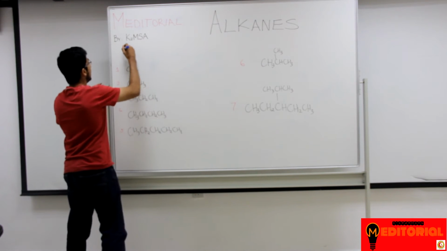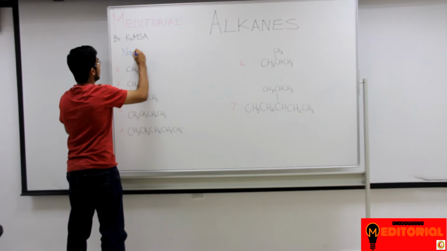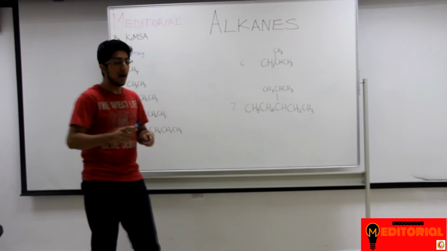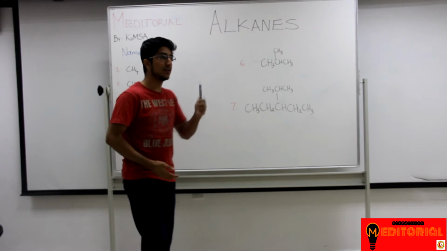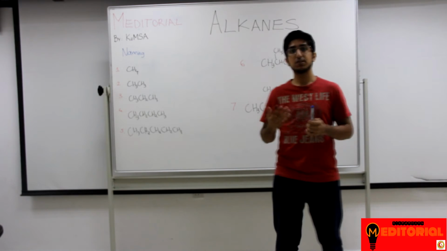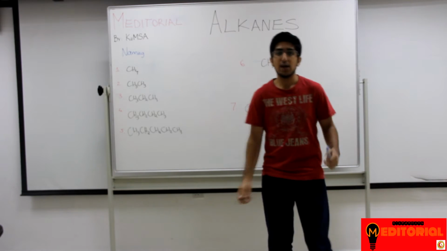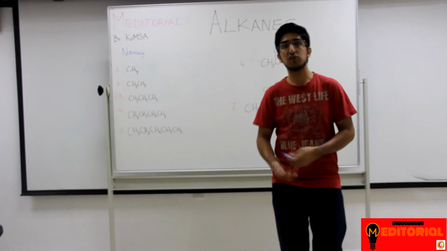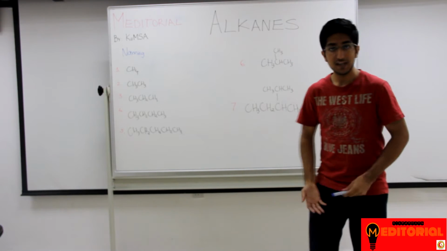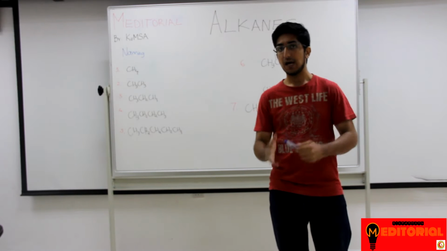Now, naming alkanes is the second part. How do we name alkanes? Once I understand what an alkane is, how can I specifically say I'm talking about this specific alkane? Because when we're dealing with compounds, we need to be specific, especially in medicine. We don't want to give the wrong compound, the wrong molecule to the wrong patient, or use the wrong thing to make the drugs, or anything like that. We have to be very specific in our chemistry.